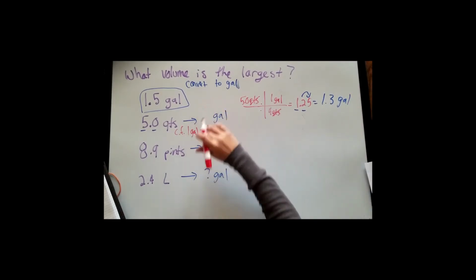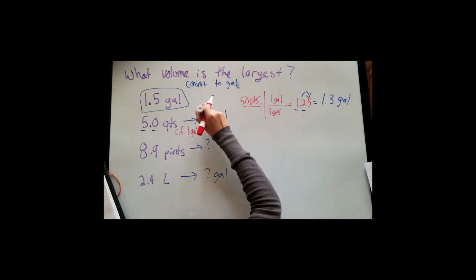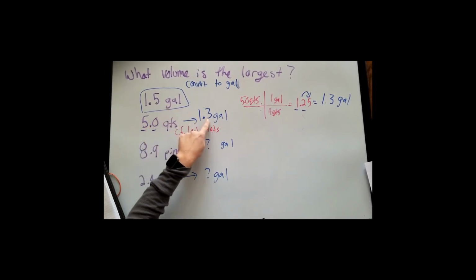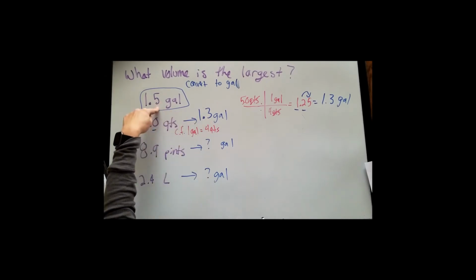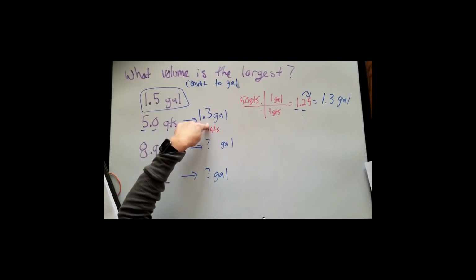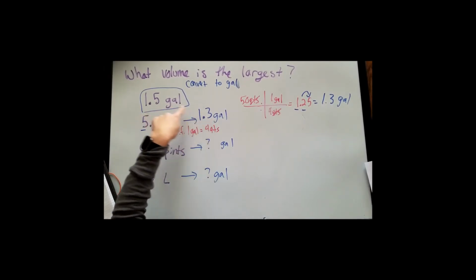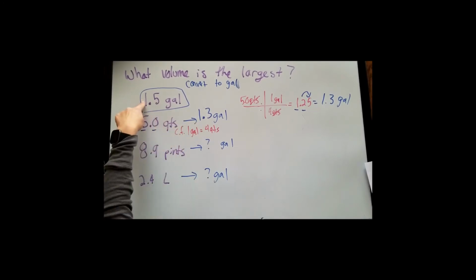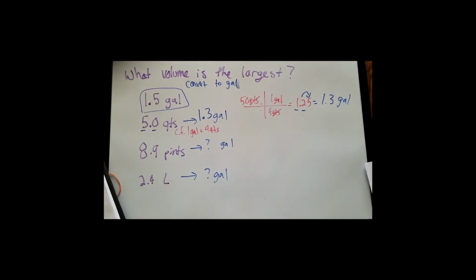Go ahead and erase this. And I have 1.3. So comparing these two, 1.5 gallons is larger than 5 quarts, because 5 quarts is 1.3 gallons. Right? Now that they're in the same units, I can compare the numbers directly. So far, this one's winning, the 1.5 gallons. So let's look at pints now.